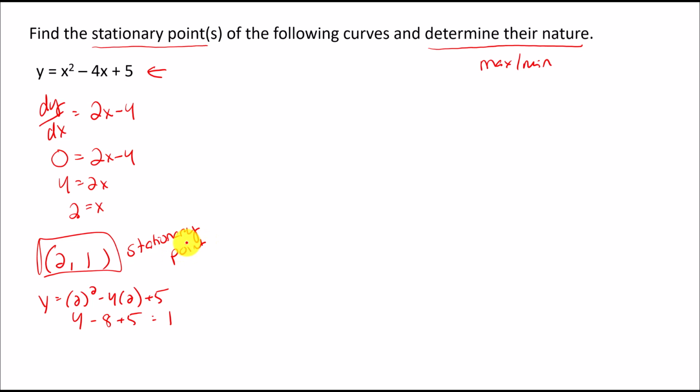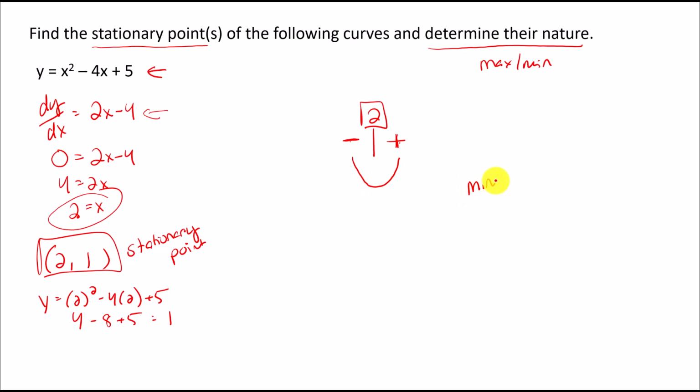Now I just need to determine if it's a max or a min. To do that, we use a sign chart. So I'm going to take this x equals 2, and I'm going to do a sign chart. So I'm going to test a number to the left and a number to the right. But remember when you do that, you have to use the derivative. So here we are. When I plug in a 1, I get a negative value. And when I plug in a 3 onto the right of 2, I get a positive value. So since this changes from negative to positive, it would be decreasing and then increasing. So this has to be a minimum.